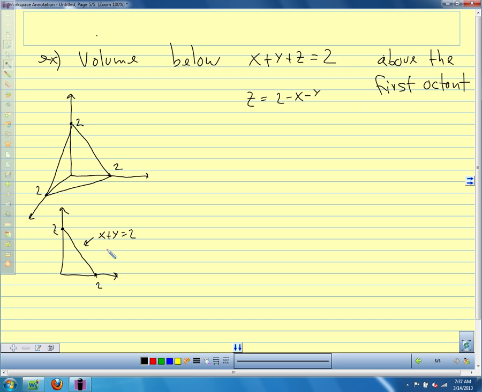Now we're ready to set up our double integral. We're going to find the volume. Our volume is going to be a double integral, I'll leave my limits off for now, of 2 minus x minus y. Let's set up our vertical rectangles first. If I set my rectangles this way, our inner integral y is going to go from 0 to 2 minus x, and x is going to vary from 0 to 2, dy dx.